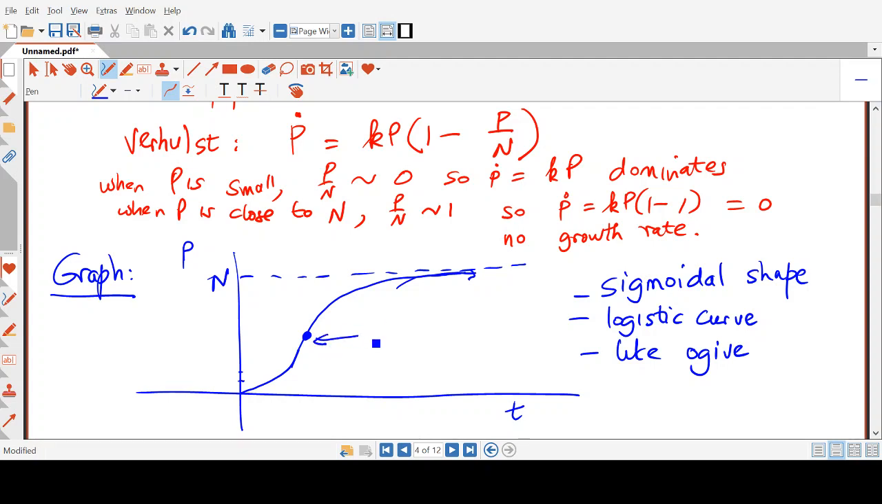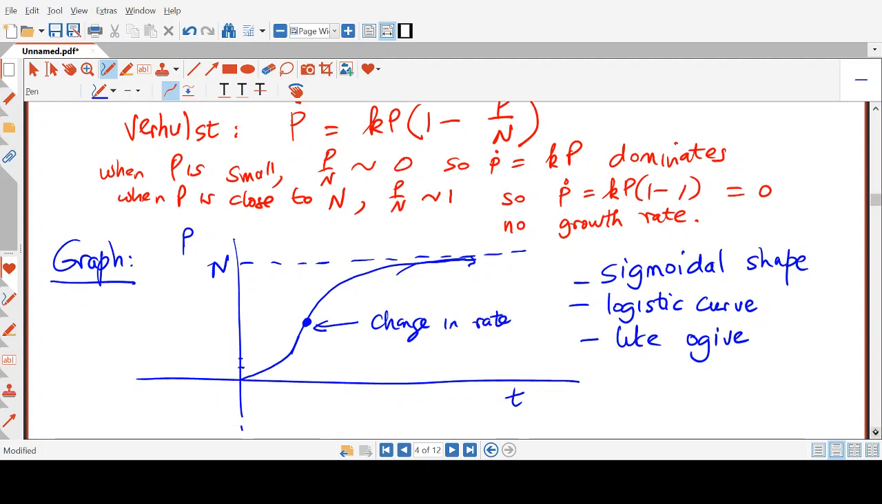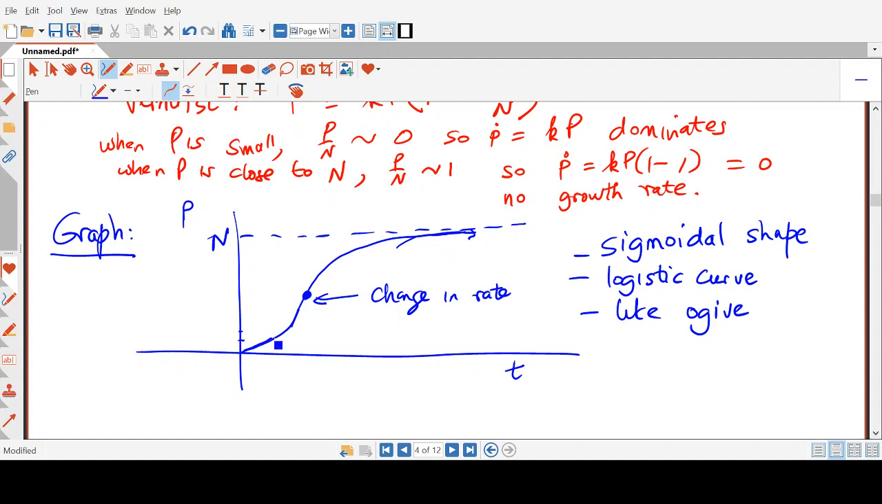This is where there's a change in rate. So here it's increasing. Now it slows down. So here it's fast. Over here, it slows down. So there's a point here. What do you call this in normal calculus? Where it goes from concave up to concave down. A point of inflection.